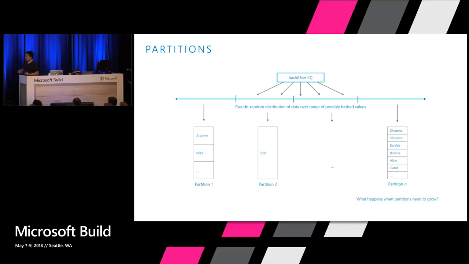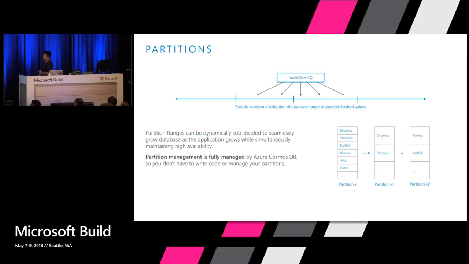Now, the really nice thing about consistent hashing is what happens when you want to dynamically grow or shrink this cluster. Let's say this partition on the end here, the fourth one, is growing and it's starting to fill up. Well, what we can do is monitor this ahead of time and do what's called a split. For that range of values, Dharma, Sharish, Karthik, Rima, Alice, and Carol, we can give them double the storage and double the throughput by splitting them up such that half the partition key values go to one partition and the other half go to another partition.